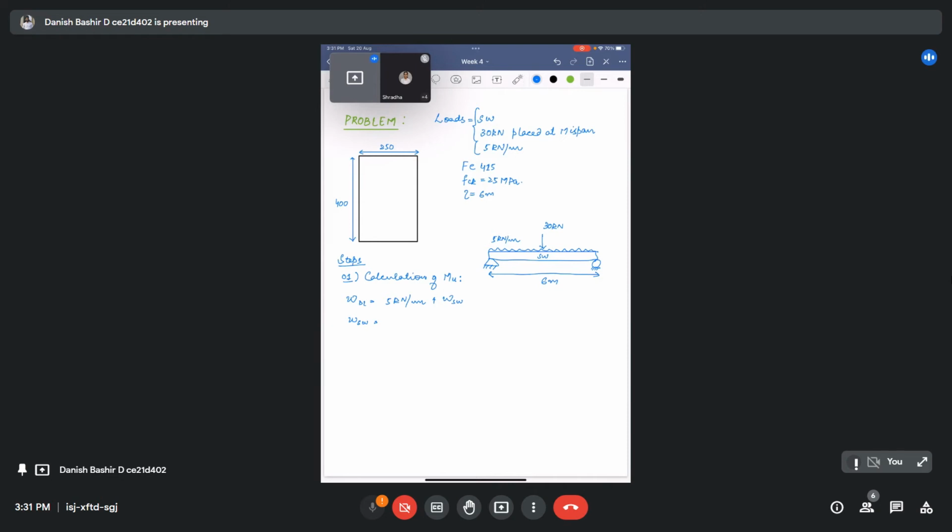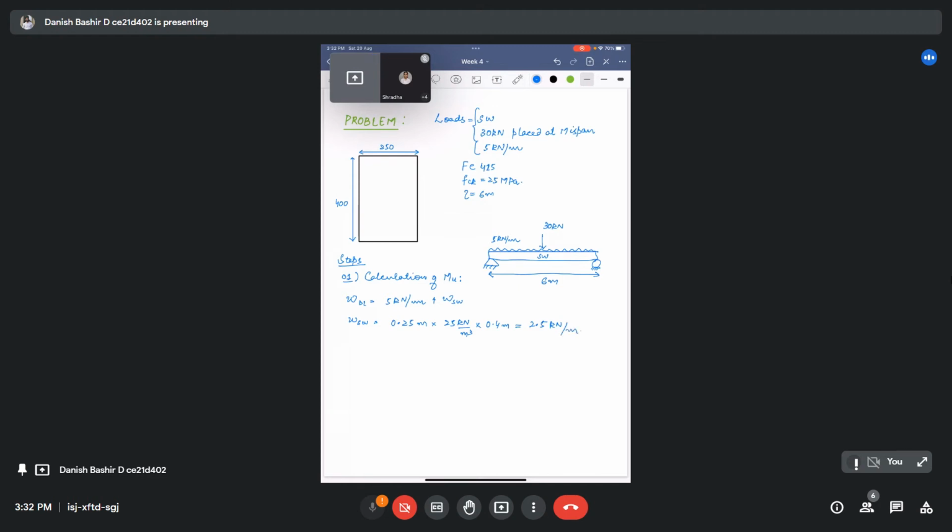First, self weight will be equal to, we have 250 mm, which is 0.25 meter, multiplied by 25 kilonewton per meter cube, the density of this reinforced concrete section, multiplied by the gross depth of 400 mm, which is 0.4 meter. The meter square and meter cube cancel, and it comes out to be 2.5 kilonewton per meter.